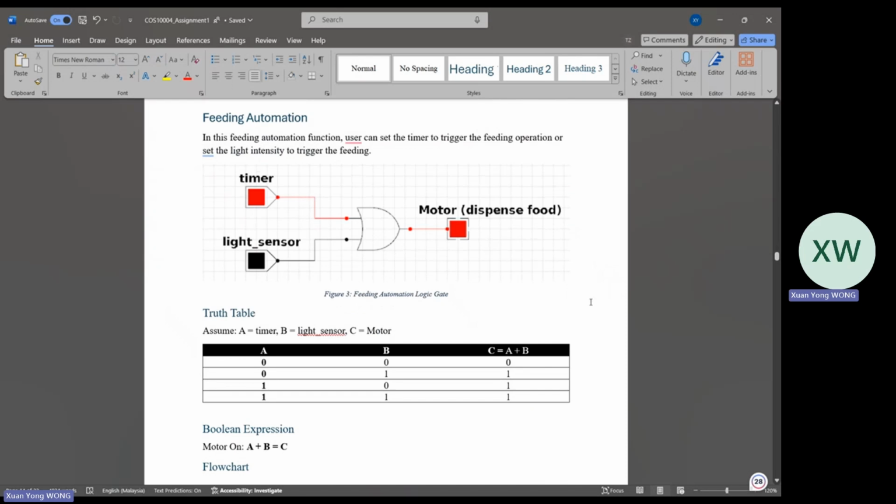Secondly, there is the feeding automation function. We are using a timer sensor and a light sensor. Users can set the timer to trigger the feeding operations or set the light intensity to trigger the feeding. For example, when the timer sensor detects the time is up, or the light sensor detects the light intensity is higher than the setting, they will turn on the motor to dispense food to the fish.